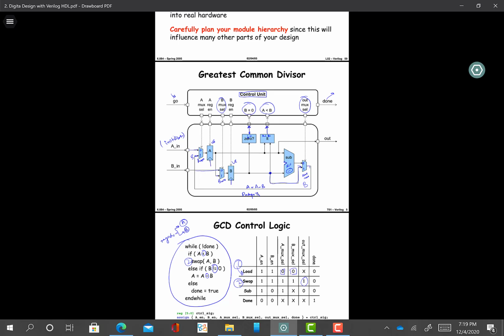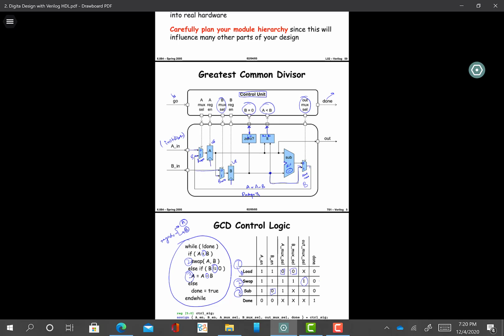So when we have the swap state, we have 1 1 1 1 1, and done is 0 because we have not completed. Then we have the third state, which is subtraction, and let's see how the subtraction state works. So first you have to check if B is not equal to 0. So you see in this state we are doing A is equal to A minus B, so we are not storing anything in B. That's why you see that B enable is 0. So we do not want to change or store anything new in B.